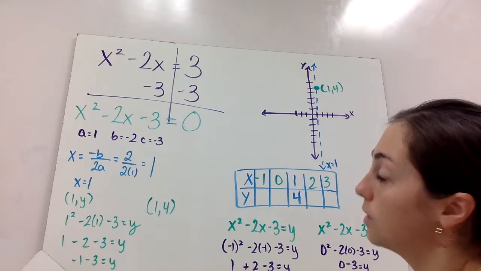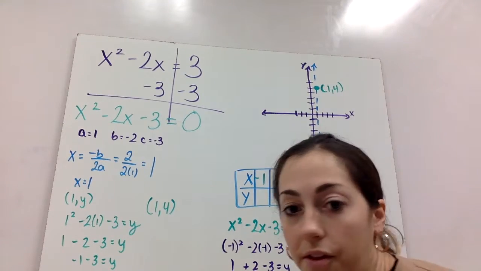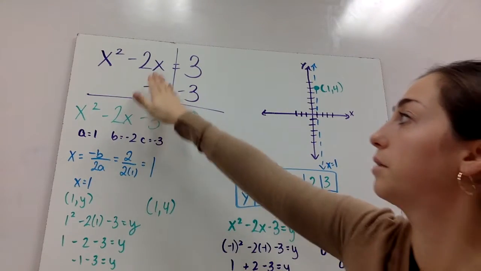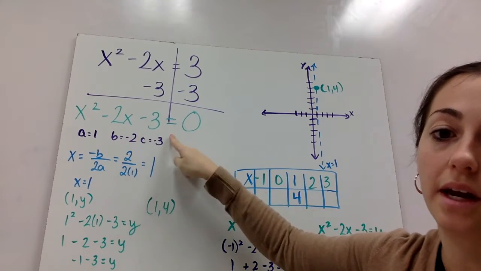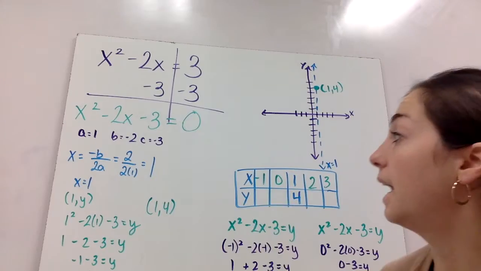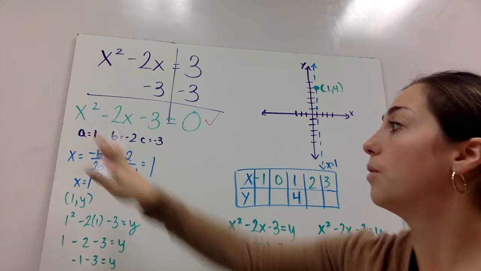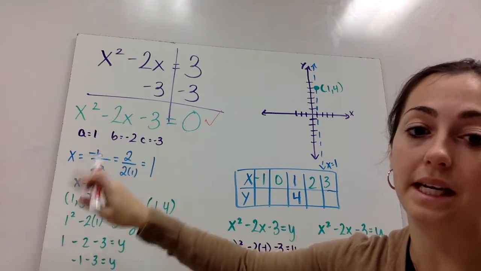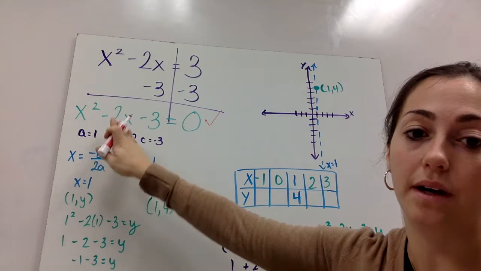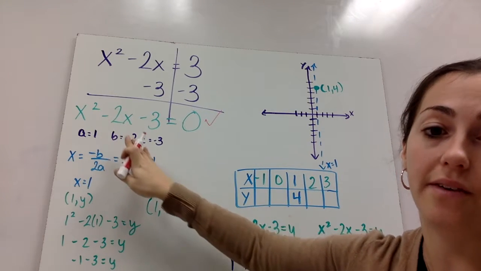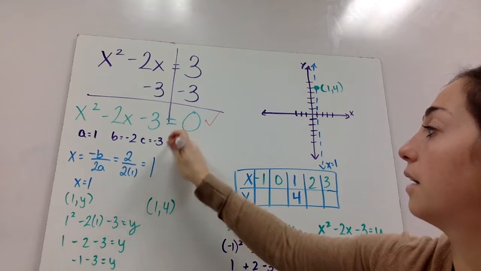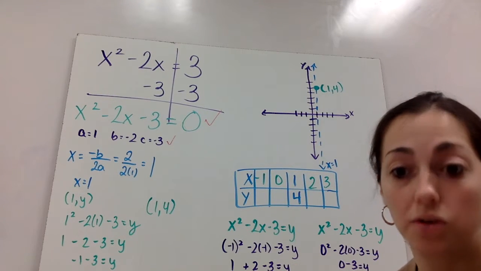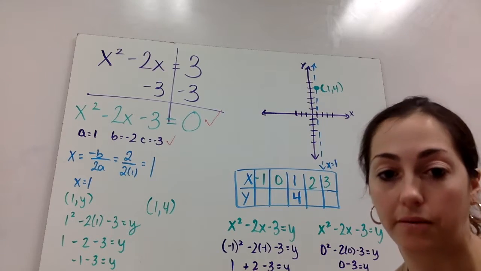So in order for us to get 3 to the other side, we subtract 3 over. That gives us x squared minus 2x minus 3, and that equals then 0. Yay, we're set up for standard form. We can identify our a, b, and c now. What's our a? It's 1. Our b is -2 and our c is -3. Check.